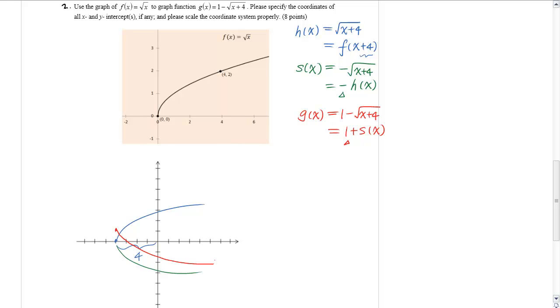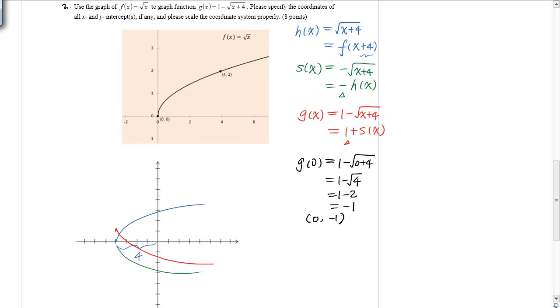To determine that, for the y-intercept, all we need to do is to plug in x equals 0. Therefore, g(0) equals 1 minus square root of (0 plus 4), which is 1 minus square root of 4, which is 1 minus 2, which equals negative 1, which tells us that the y-intercept is (0, negative 1).